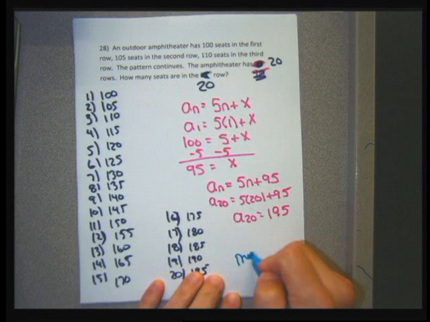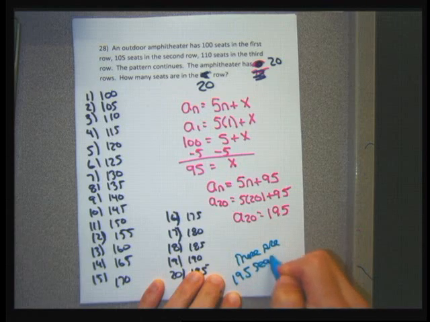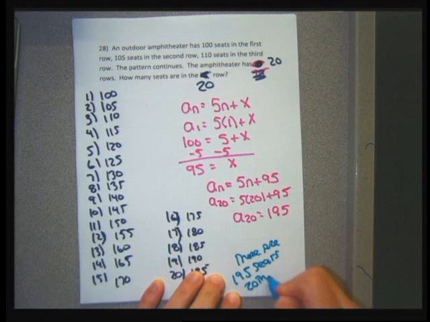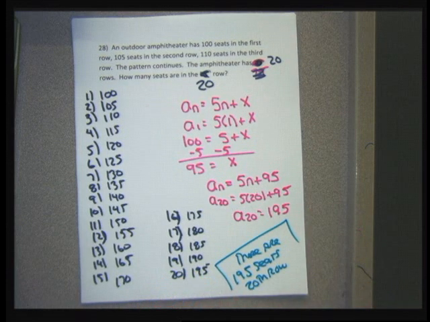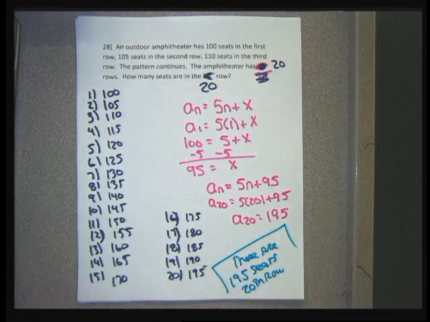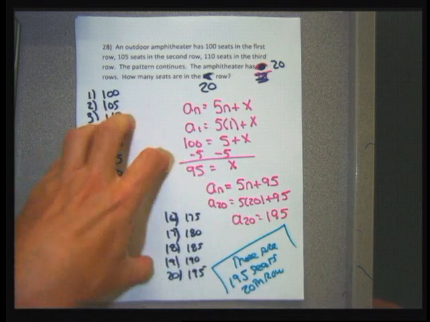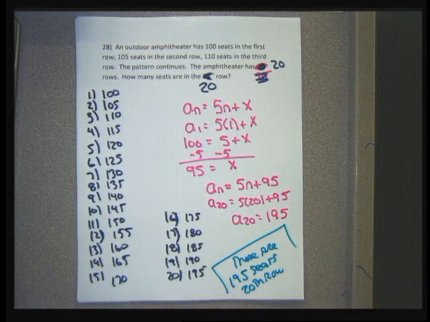So how many seats are in the 20th row? There are 195 seats in the 20th row. And again, both methods work. Had I kept these numbers at 75, and I said the amphitheater has 75 rows, how many seats are in the 75th row? This strategy here, I wouldn't have even tried. To list down 20 numbers, I hope that I could do that without making a mistake. To list down 75 numbers, I'd make a mistake or I'd get tired of doing it.